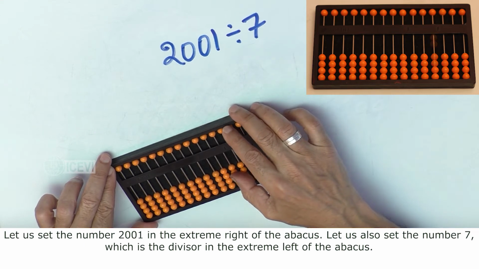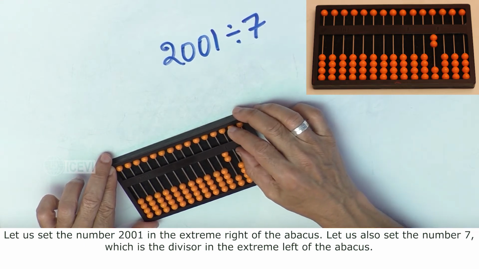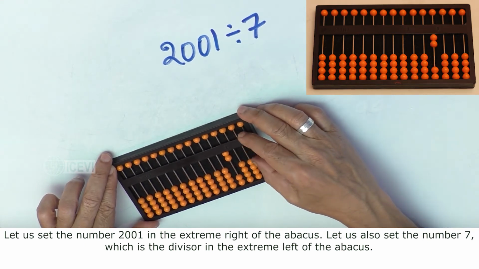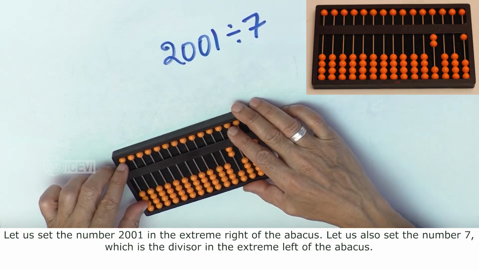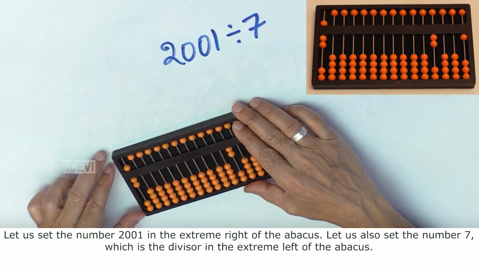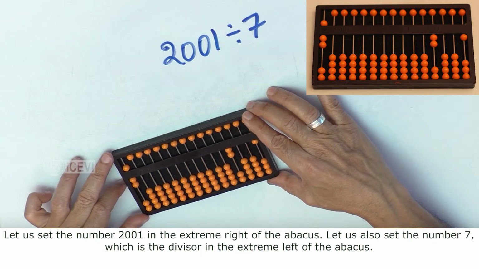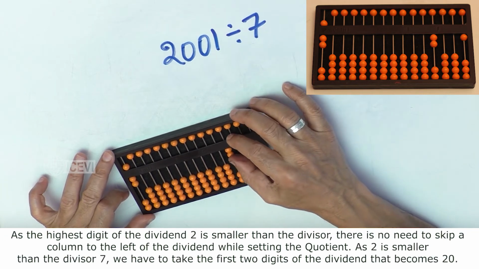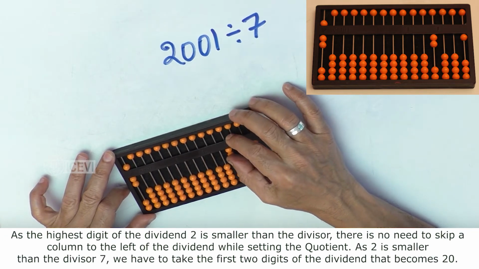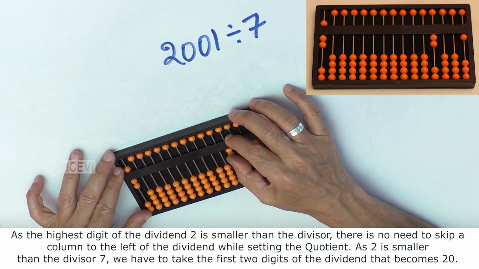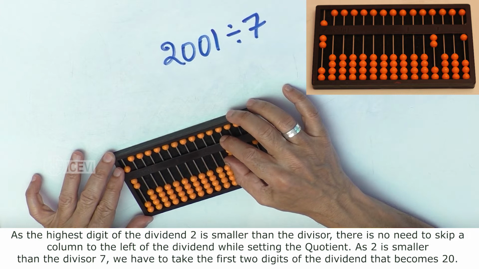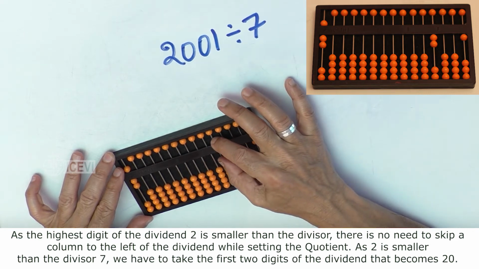Let us set the number 2001 in the extreme right of the abacus. Let us also set the number 7, which is the divisor, in the extreme left of the abacus. As the highest digit of the dividend 2 is smaller than the divisor 7, there is no need to skip a column to the left of the dividend while setting the quotient.